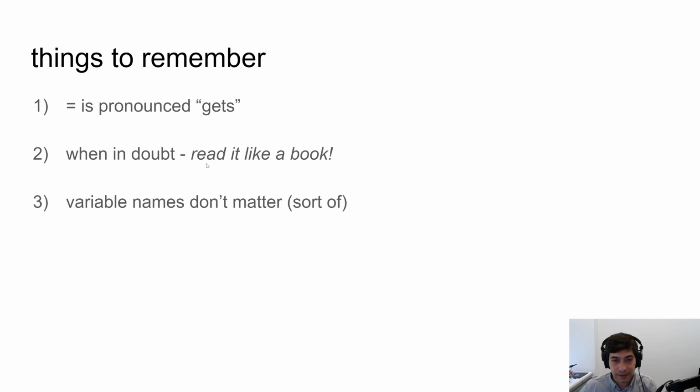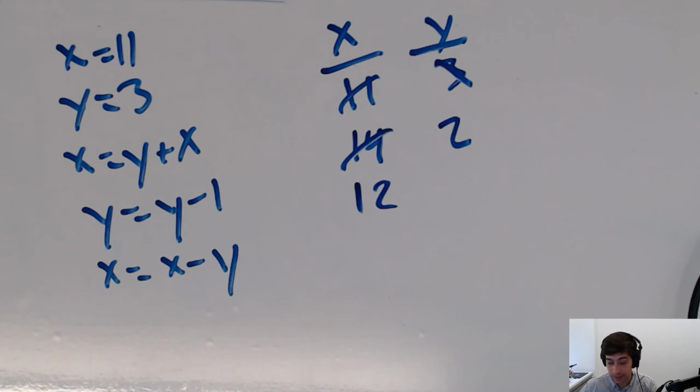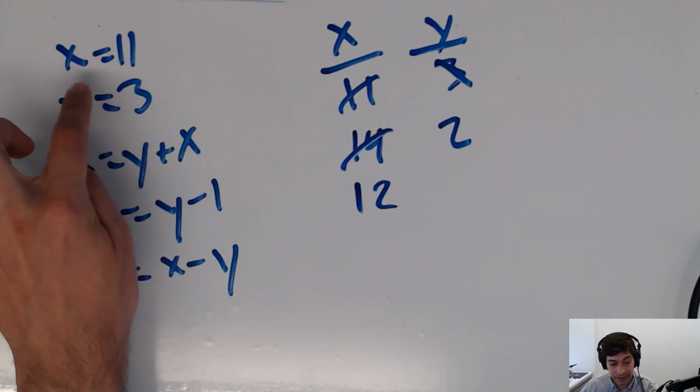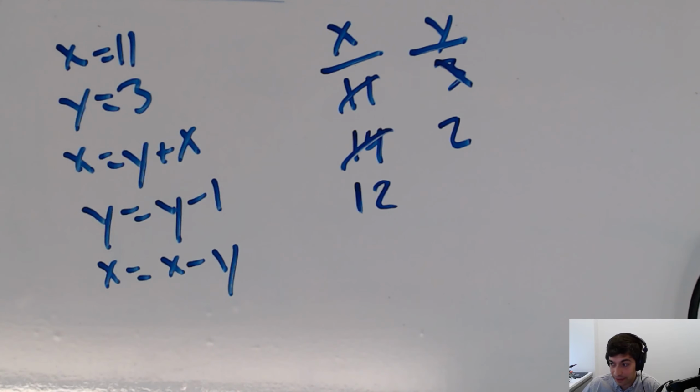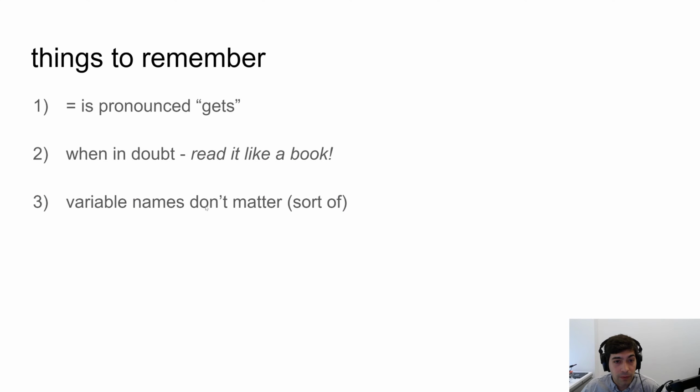Now let's go back to our little slides here. Things to remember. This equal sign, this assignment operator, is pronounced "gets." So when we see x equals 11 in our code here, we're going to say x gets 11. It's assigned the value 11. When in doubt, read it like a book. If you're ever in doubt about your code, just slow down and read it step by step. Just like math in high school, you're going to make mistakes when you're skipping steps.